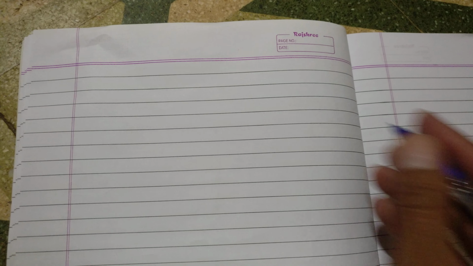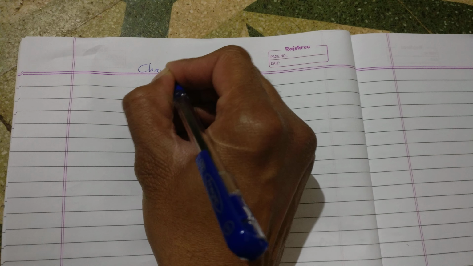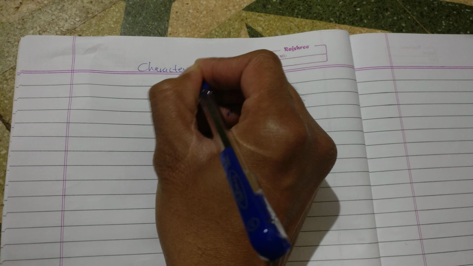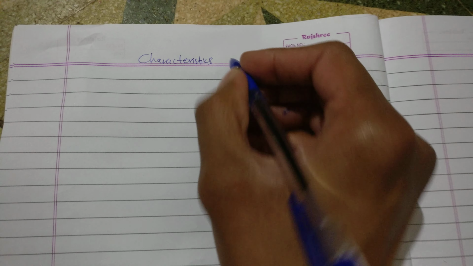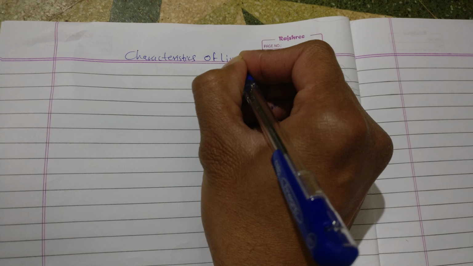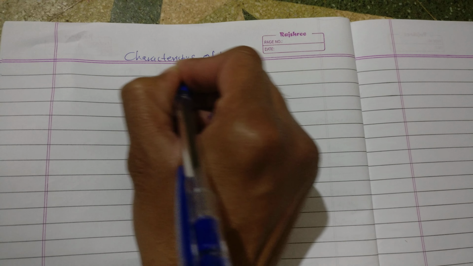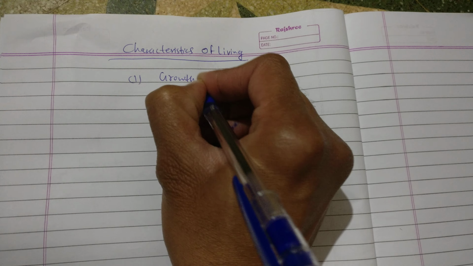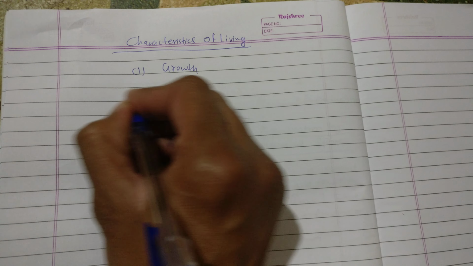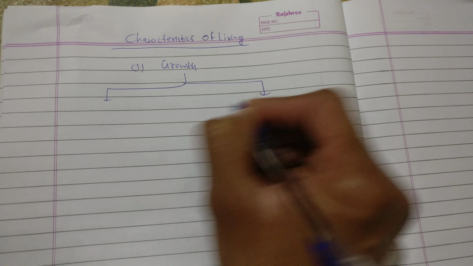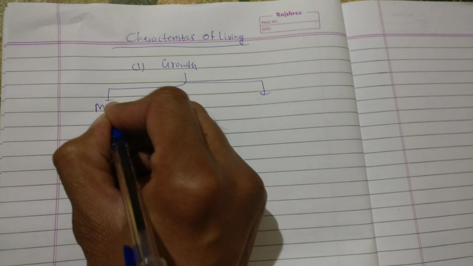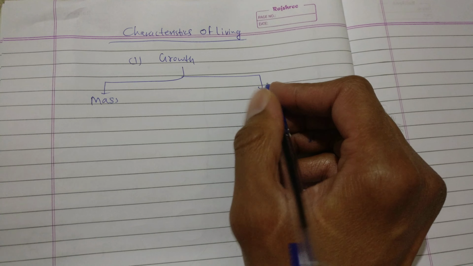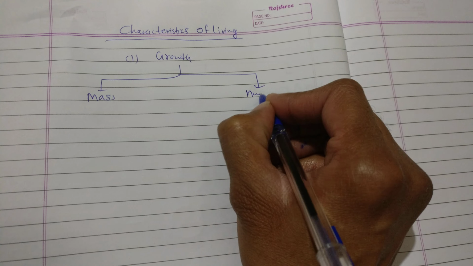Today we're talking about characteristics of living, in which we're talking first about growth. Growth is of two types: growth by mass and growth by numbers.